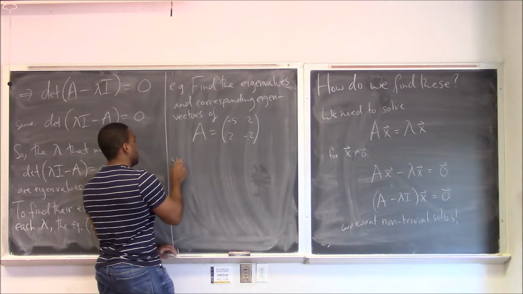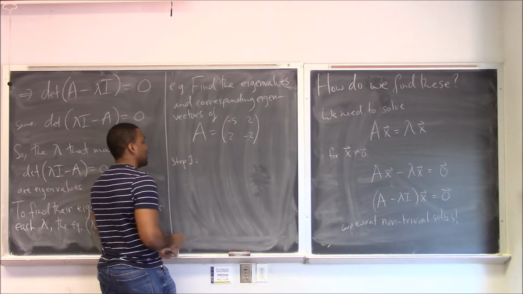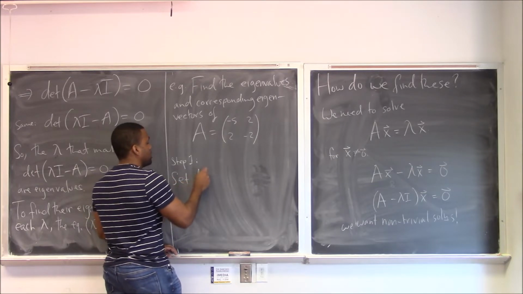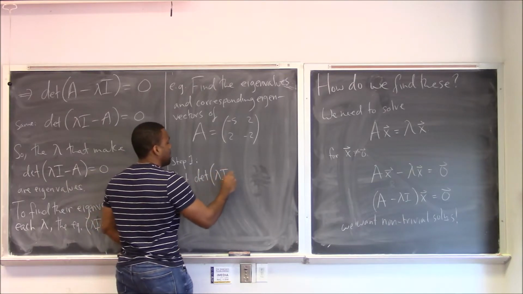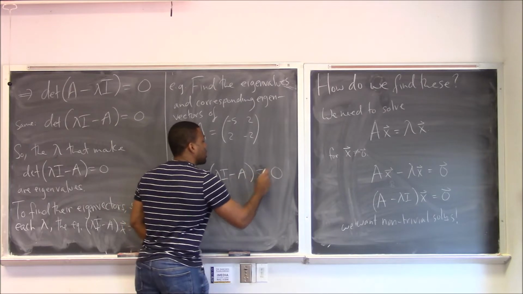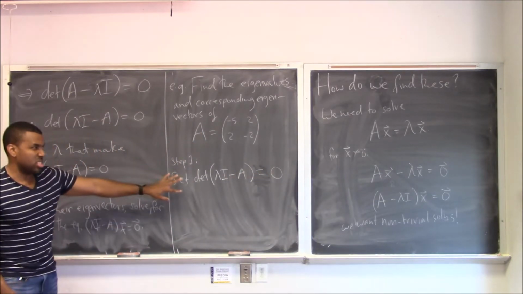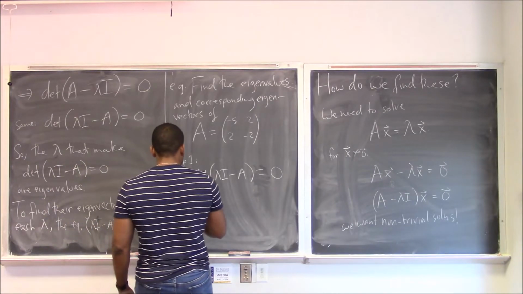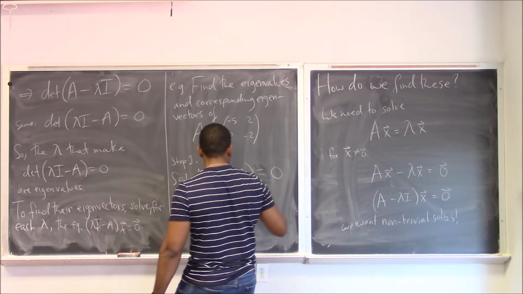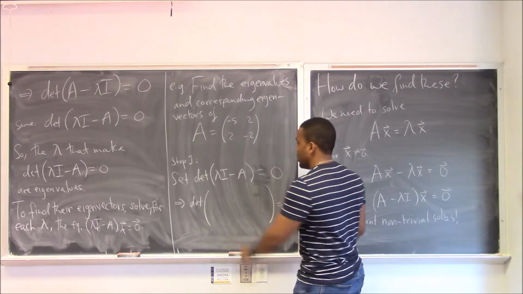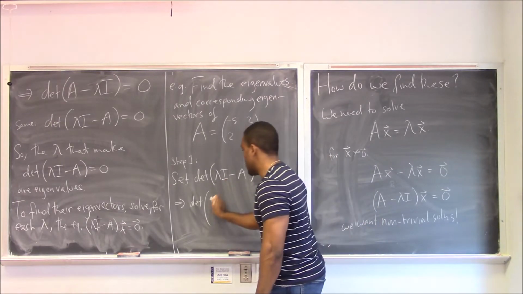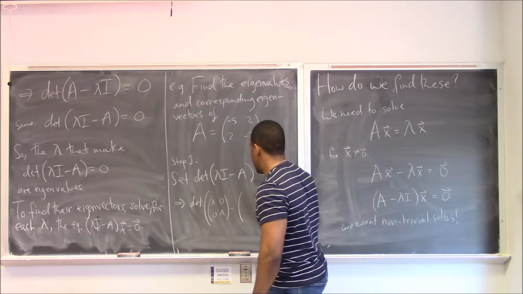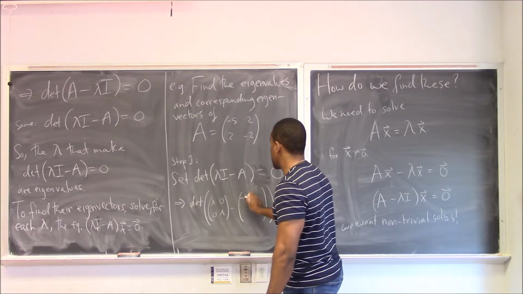So step 1, set the determinant of lambda I minus A equal to 0. Now you don't have to start here, I'm going to show you the point where you can start. So what this means is you want the determinant of lambda times the identity, which looks like this, lambda 0, 0 lambda, minus the original matrix.